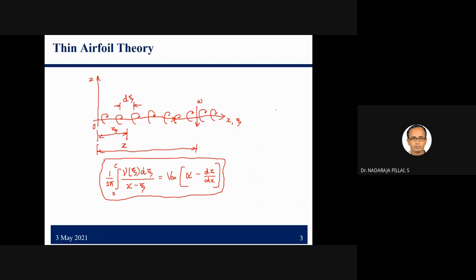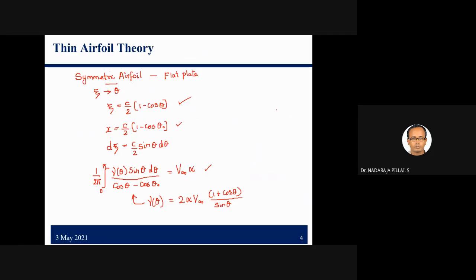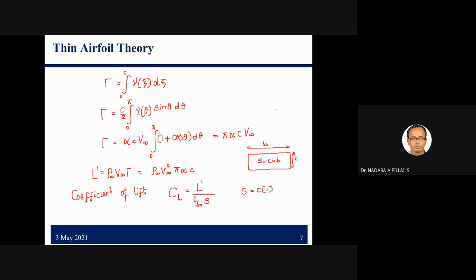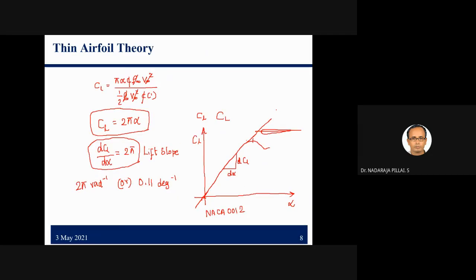So this is what we did in the last class, where we want to say that the camber line is a streamline for the chord. We started with this discussion, and then arrived at a conclusion by calculating the coefficient of lift, that is L dash by q infinity S, and we arrived at Cl is equal to 2 pi alpha, where dCl by d alpha is equal to 2 pi.